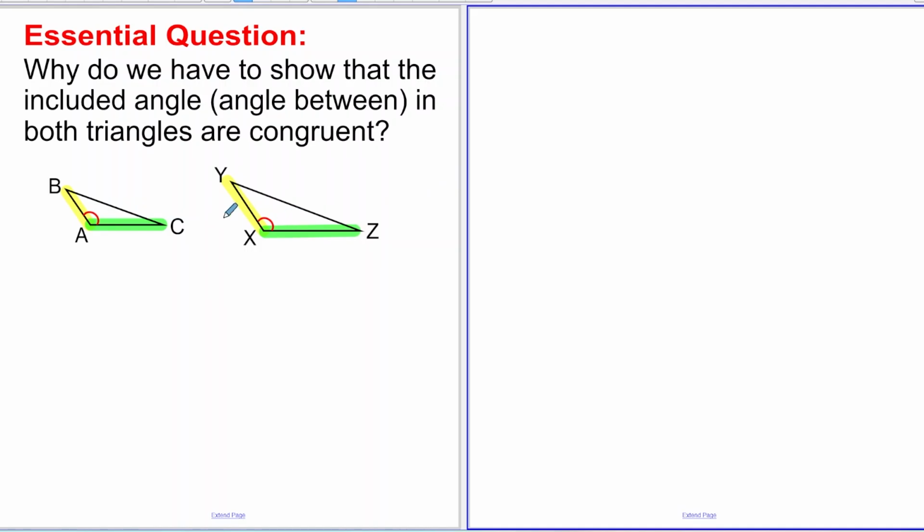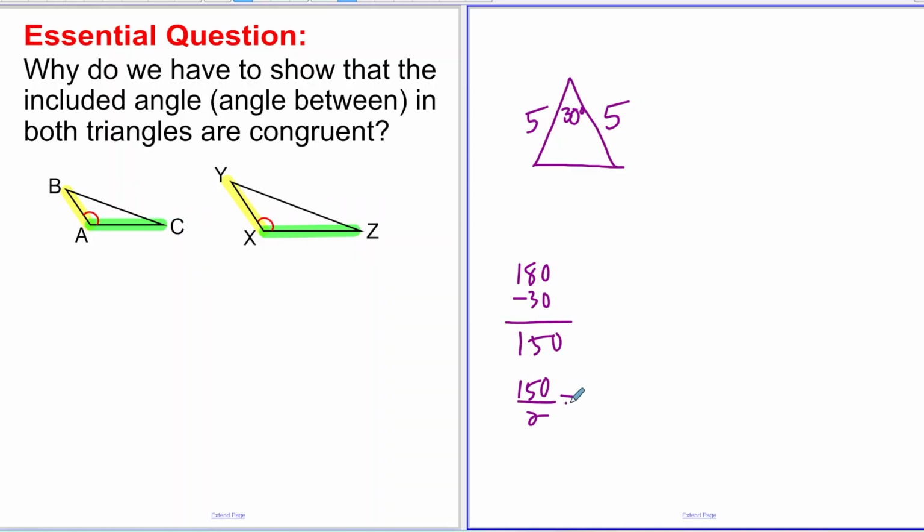Now, the reason why we can't leave that part out is if we look at these two triangles over here. So I'm going to show why this is necessary by a counterexample. So let's say that we didn't have to show the angle between was the same. Well, that would mean if I had a triangle like this, let's say this side is 5, this side is 5, and the angle between is 30, then this triangle here would be isosceles, and I could say, okay, 180 minus 30 is 150, and 150 divided by 2 is 75.